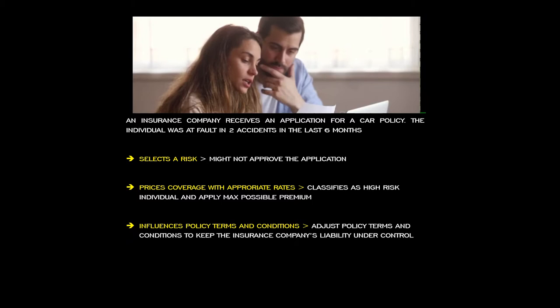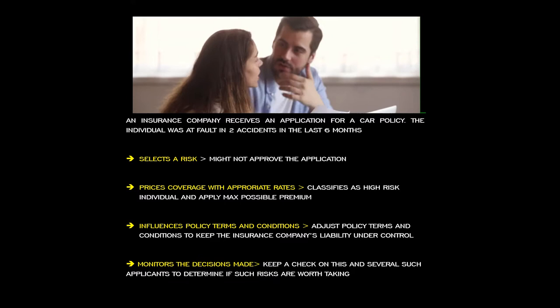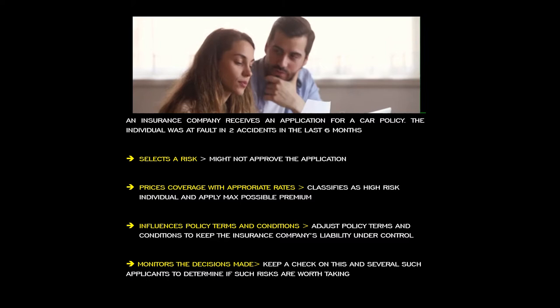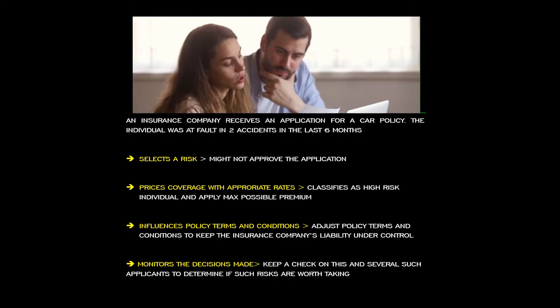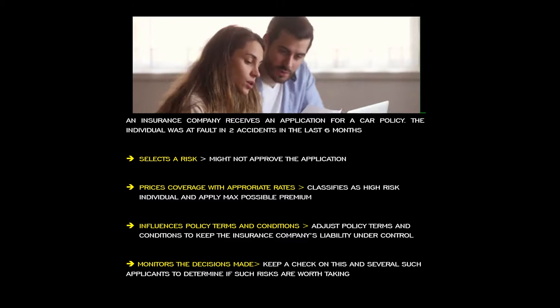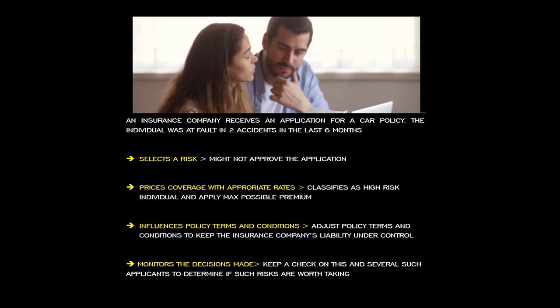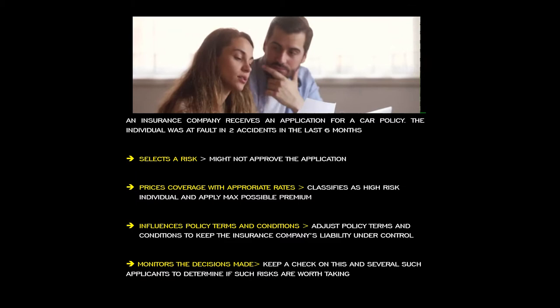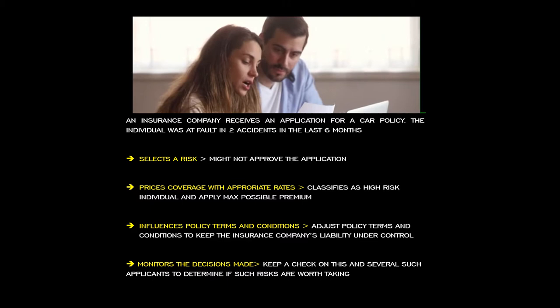The underwriter, after evaluating the application, can decide not to approve the application, given that the applicant has a bad record, or classify this as a high risk, so the premium charged would be higher, or adjust policy terms and conditions to keep the insurance company's liability under control. So, instead of standard policy form wordings, this applicant's form would be tweaked to limit the exposure in case of a loss. The underwriter would continue to monitor this and several other applicants who fall into the same category. This would help them understand the losses occurring in this category, which could help them decide whether or not they want to continue approving such applicants.